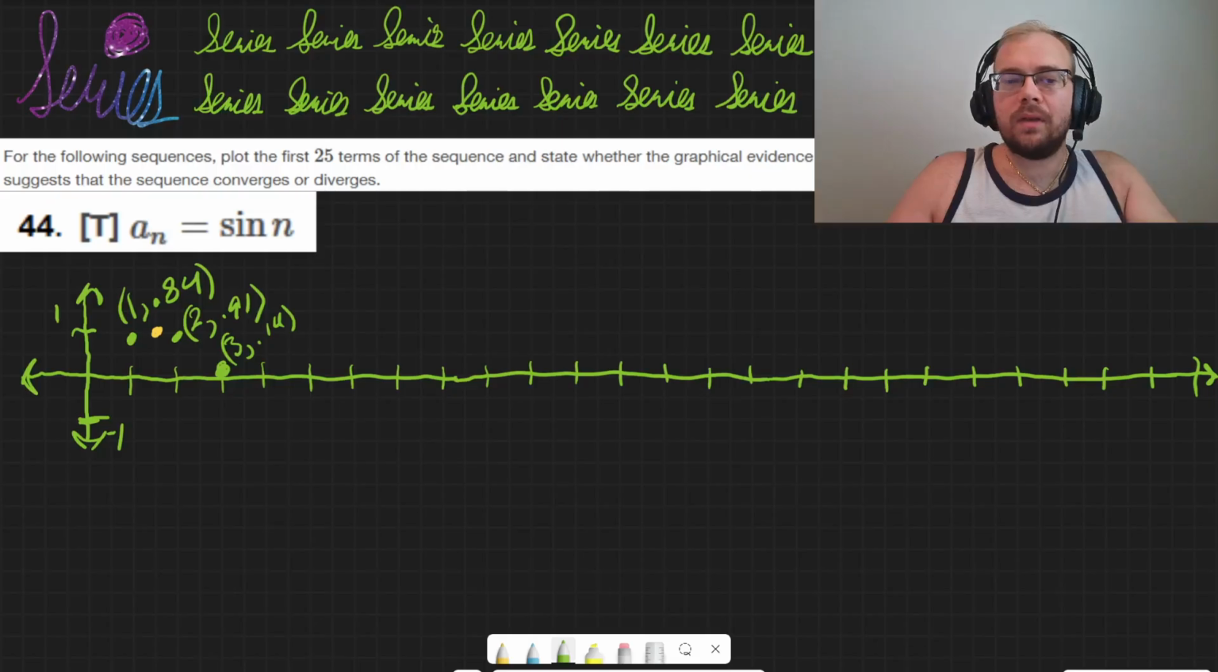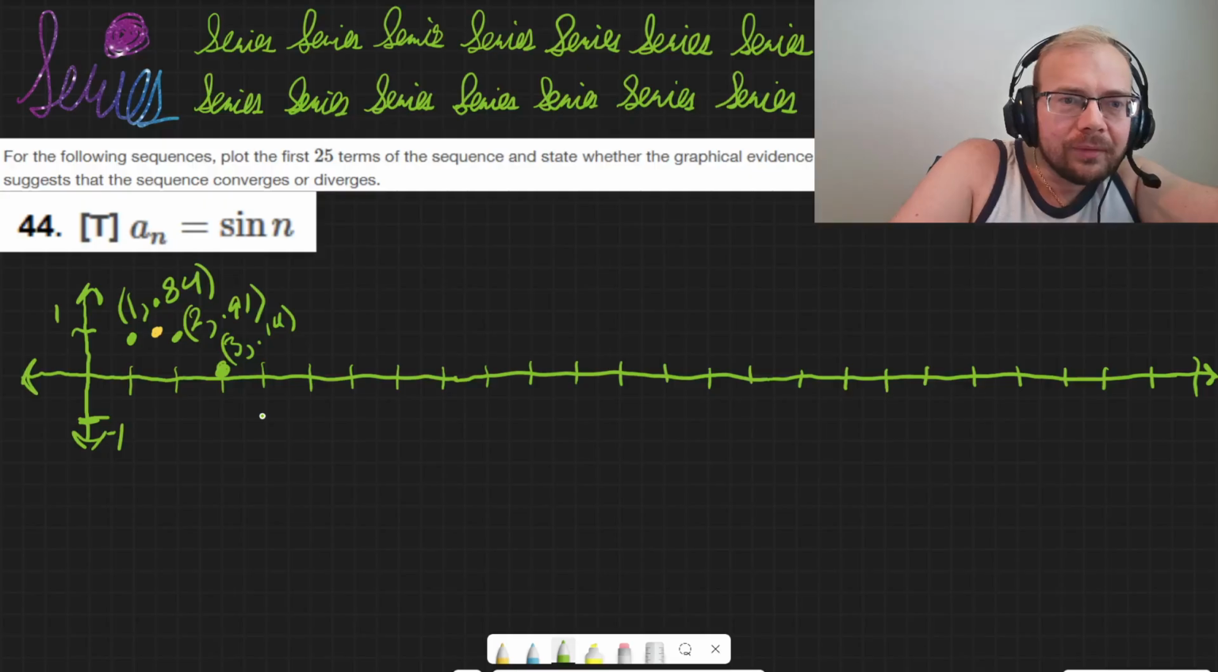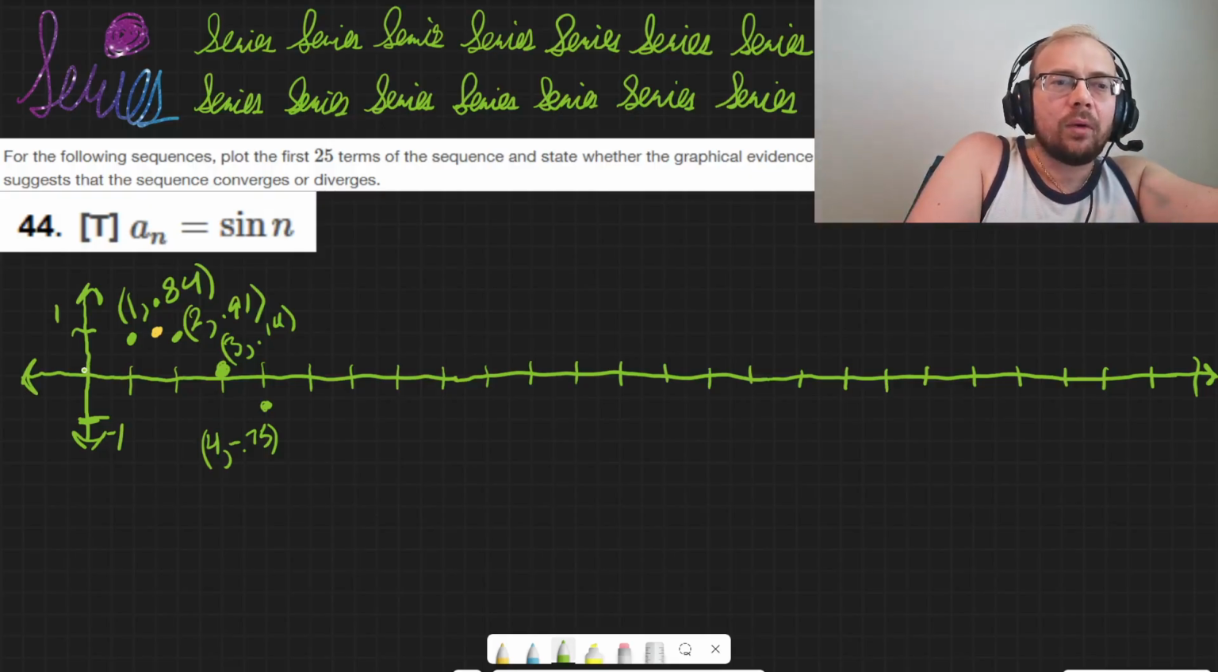And then for negative 0.75, so about right there, for negative 0.75, and so on and so on. 0 would be at 0, but that's not where you start a sequence at. You start a sequence at 1. So you just kind of do like that.